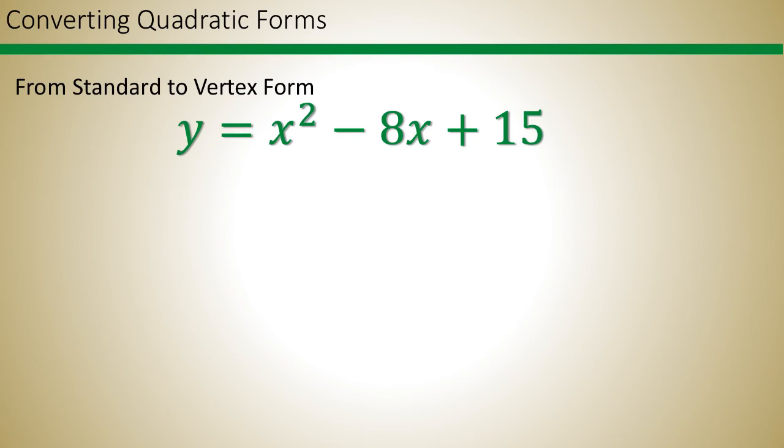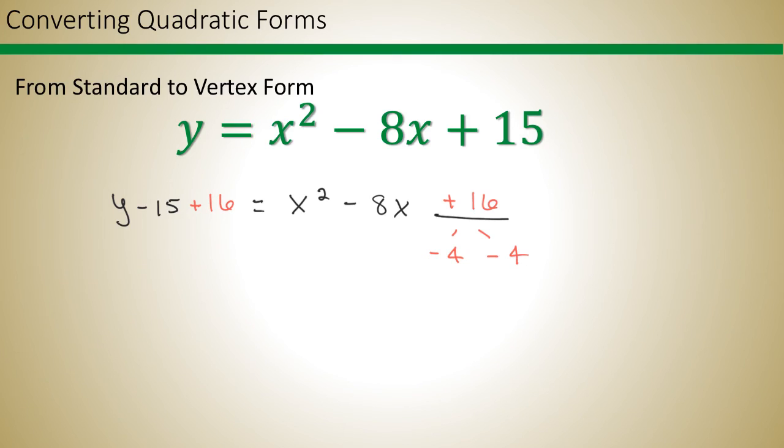Okay, here's another example. This 15, we're going to go ahead and move to the other side. So it becomes y minus 15 is equal to x squared minus 8x. And then we are going to complete the square. We're going to break this negative 8 in half, so that's negative 4 and negative 4. Those two numbers come from breaking this in half. So negative 4 times negative 4 is a positive 16, and I also have to add it to the other side.